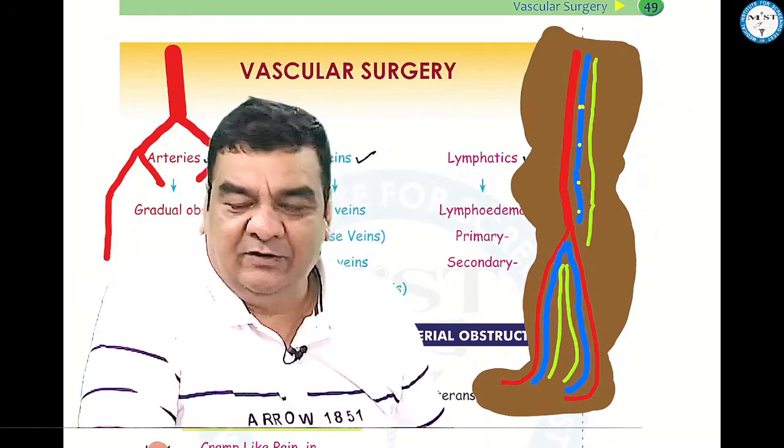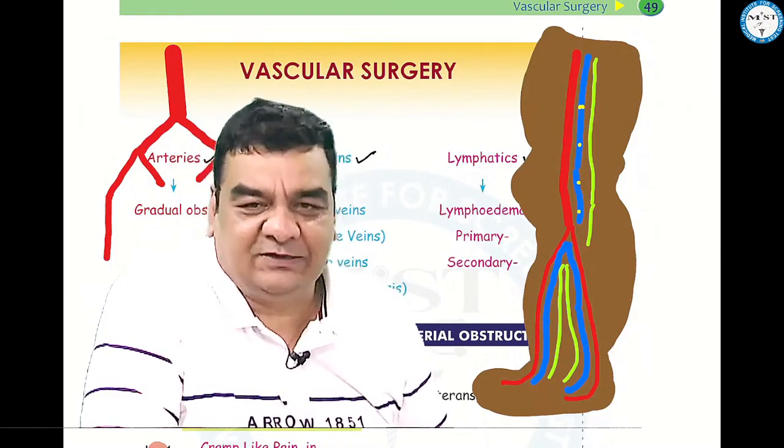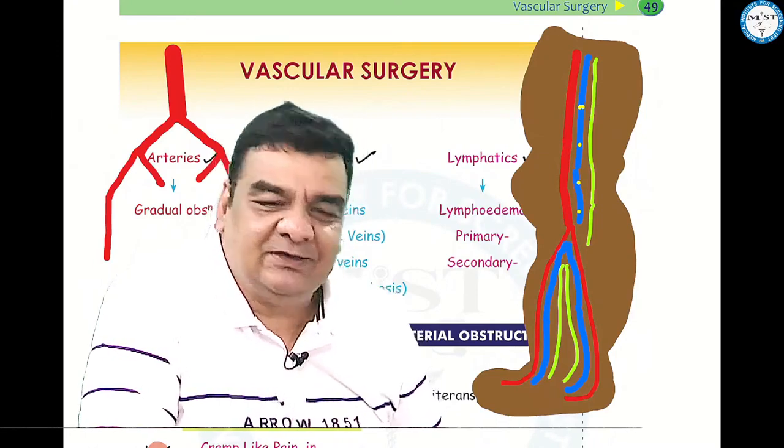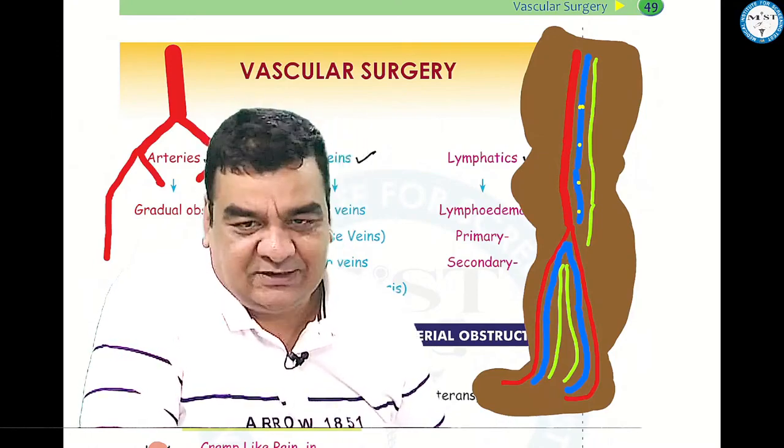So beta, if you focus on this, you have these different vessels in your body: artery, veins, lymphatics. These are vessels. In vascular surgery, we are going to discuss the problems in these vessels, right?